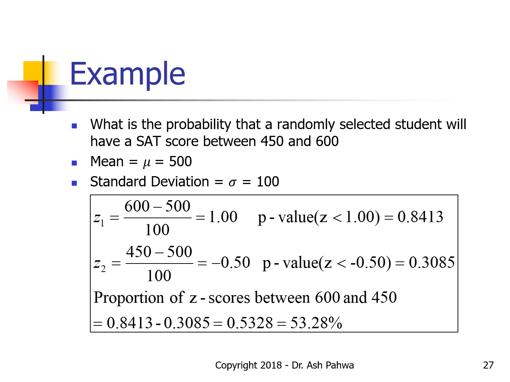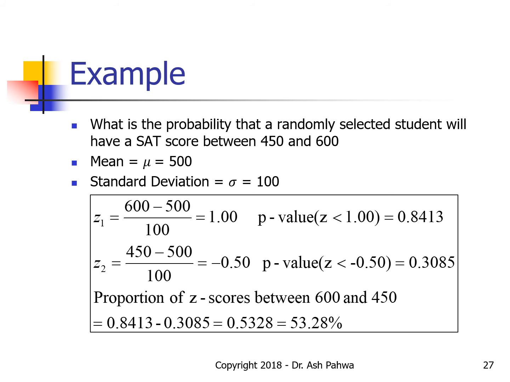But first, let us ask this question. What is the probability that a randomly selected student will have a SAT score between 450 and 600? Here we have a population of students and the mean is 500, and we will say that the standard deviation is 100. We need to know the probability that a student will have a SAT score between 450 and 600. So we compute the z-values, and from these we can compute the p-values.